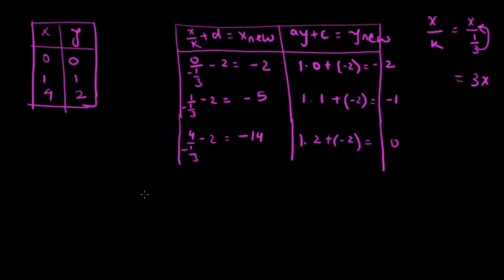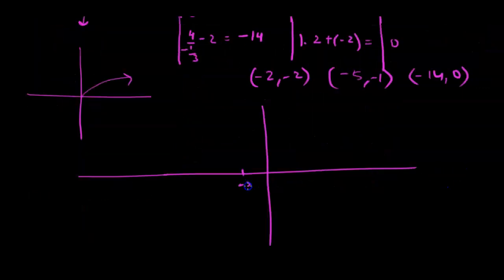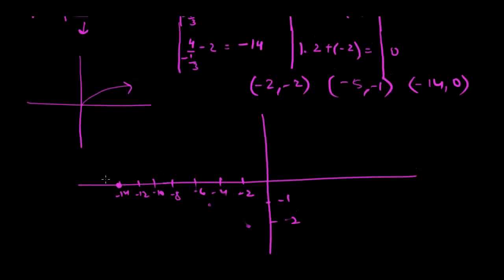Now we'll turn this into a graph. So if we make this into a graph, the graph looks like this. This is the parent function. The points that we have are negative 2, negative 2; negative 5, negative 1; negative 14, 0. So let's say we're going by negative 2. At negative 14, y is 0. When x is negative 5, that's here, y is negative 1. When x is negative 2, y is negative 2. And then we connect these points and this is how the graph looks.